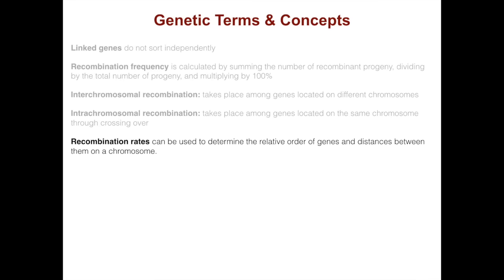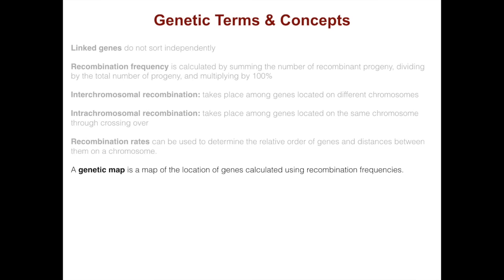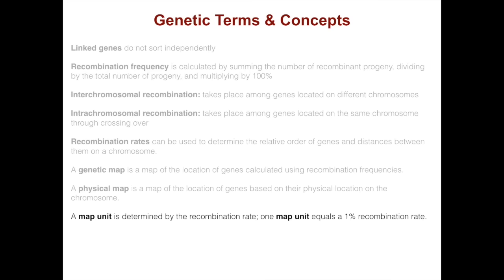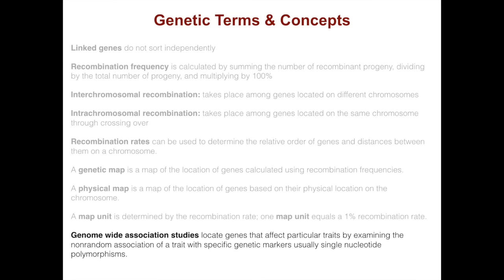Recombination rates can be used to determine the relative order of genes and distances between them on a chromosome. A genetic map is a map of the location of genes calculated using recombination frequencies. A physical map is a map of the location of genes based on their physical location on the chromosome. A map unit is determined by the recombination rate. One map unit equals a 1% recombination rate. Genome-wide association studies locate genes that affect particular traits by examining the non-random association of a trait with specific genetic markers, usually single nucleotide polymorphisms.